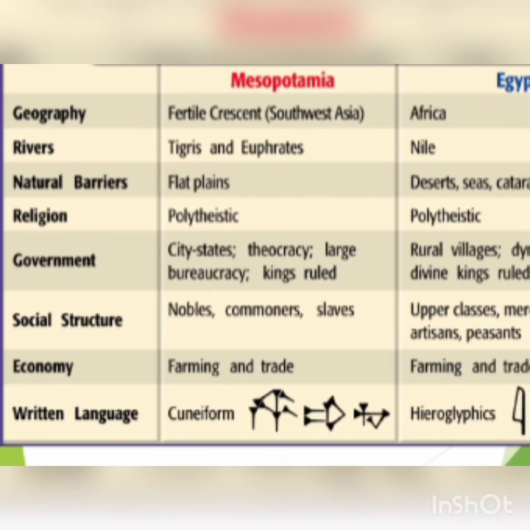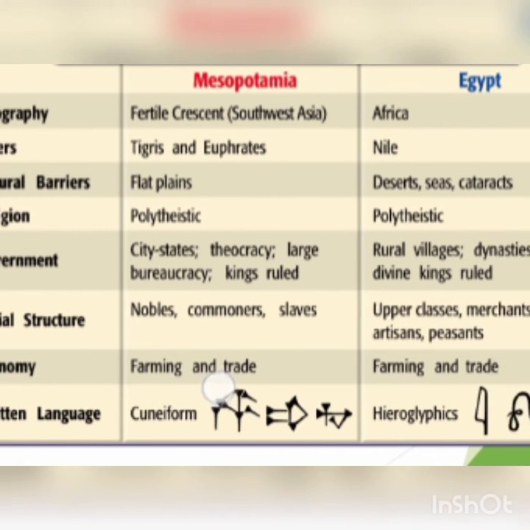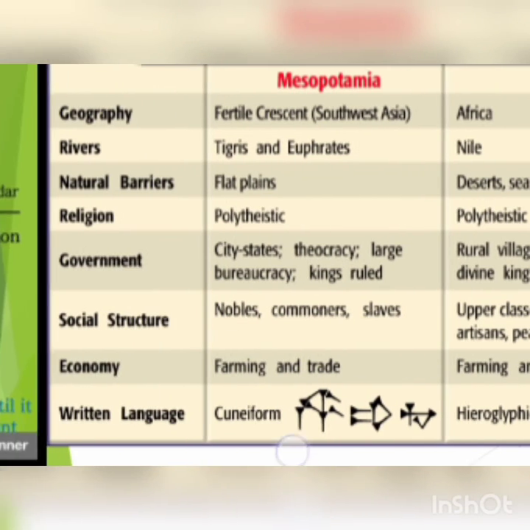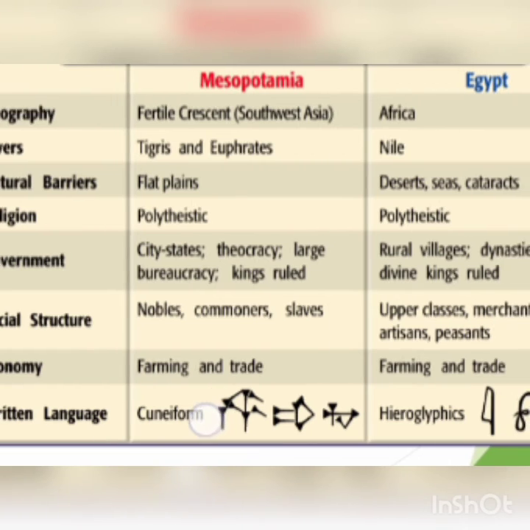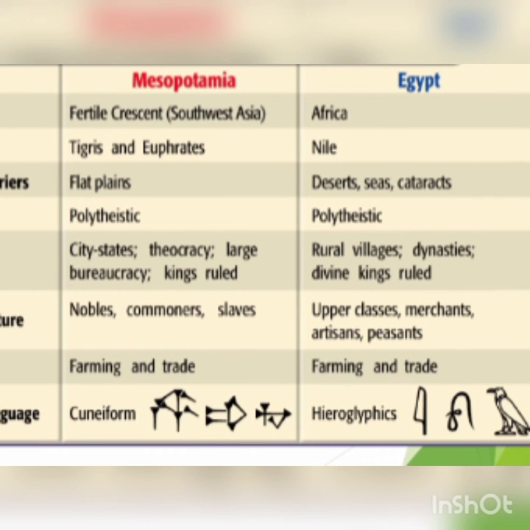And regarding the economy, farming and trade flourished. Here also farming and trade flourished. That was the main income for the king to maintain the kingdom. Written language was cuneiform in Mesopotamia, and here it was hieroglyphics.